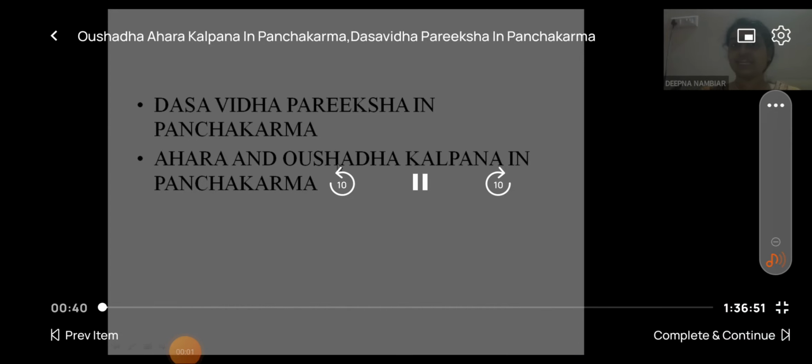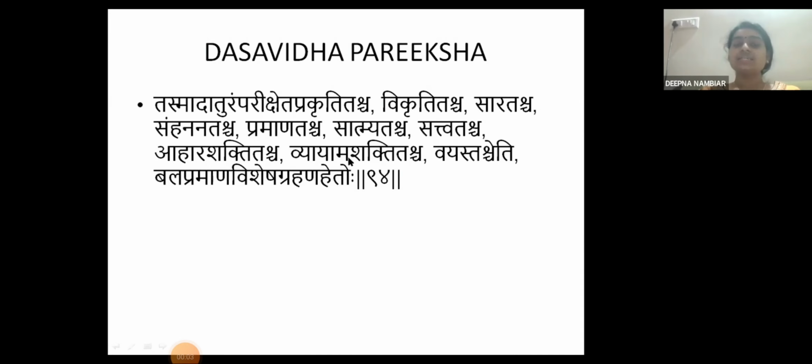That is Dashavida Pariksha in Panchakarma. This is a very wide session because each and every Pariksha has its own importance and depth in Panchakarma practices. And coming to Dashavida Pariksha, this is one of the cardinal features that we have to come across in each and every clinical case taking and also in the research fields.